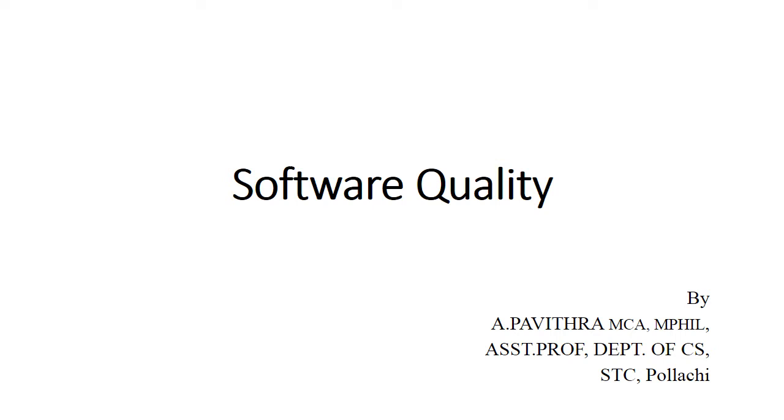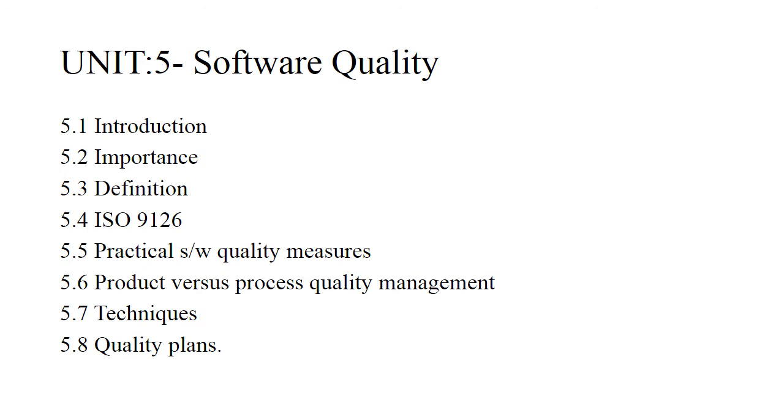So this is the second part of your software quality. So far we have discussed four important aspects of software quality in your first part. And in this second part, we are going to discuss practical software quality measures, product versus process quality management, techniques, and quality plan.